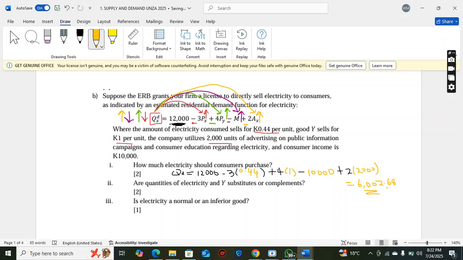Mr. Manasseh, Madam Juliet, any questions? Okay. Question 2. Are the quantities of electricity and Y substitutes or complements? So here, this is where we come back to the relationships between quantity demanded of electricity and the price of good Y. So let me just focus on these two here.